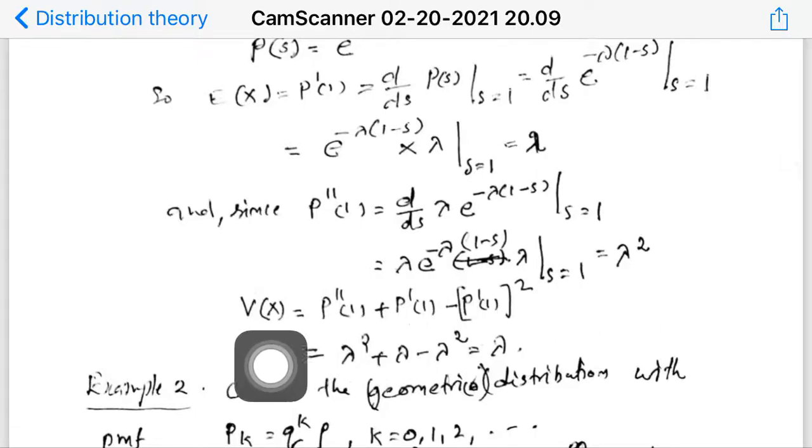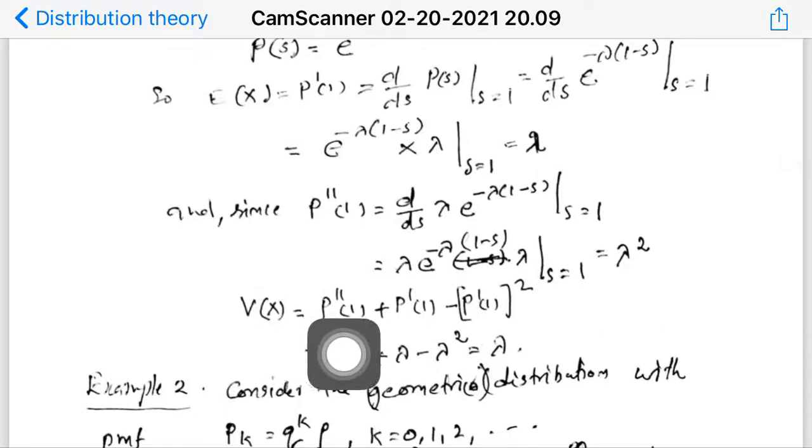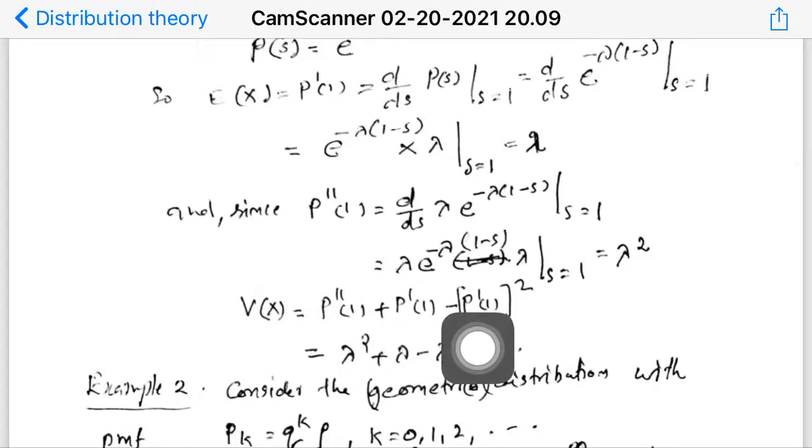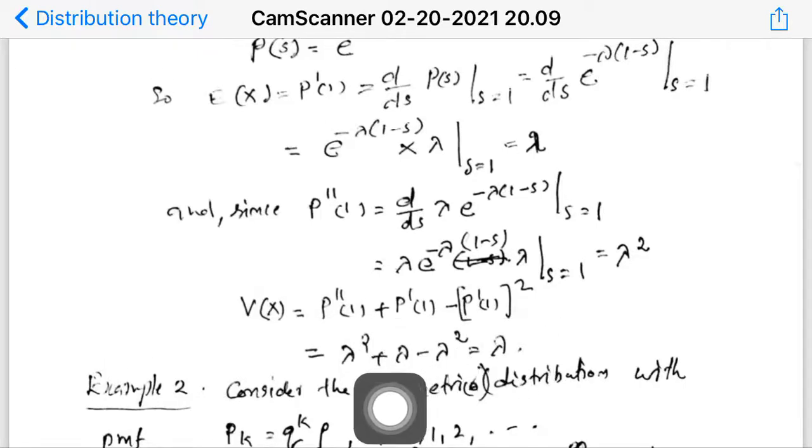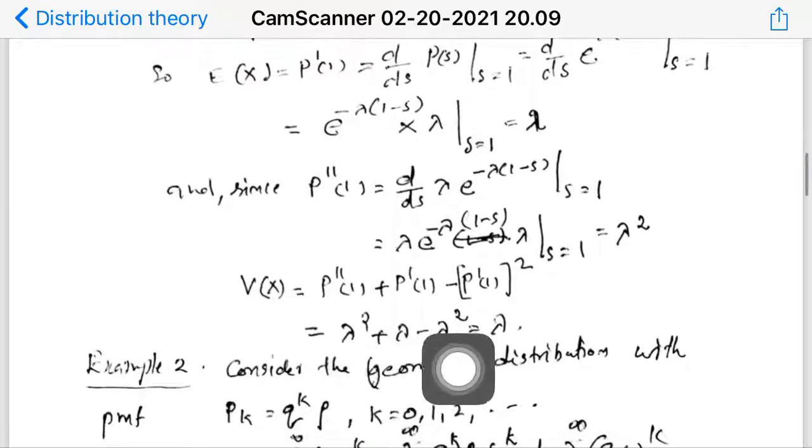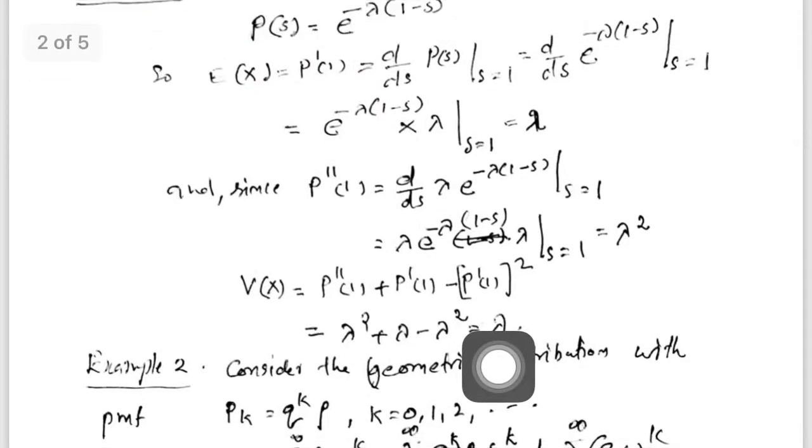So you use the formula for variance, which is P''(1) plus P'(1) minus P'(1) the whole square. On substituting this, you will see that it is equal to lambda. And this substantiates the result for Poisson distribution. You know that for Poisson distribution, mean and variance are equal. Both are the same and equal to the parameter of the Poisson random variable, which is lambda.